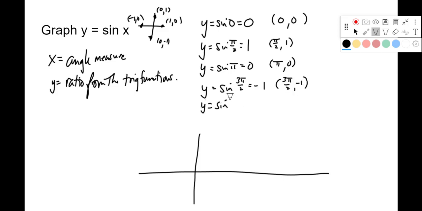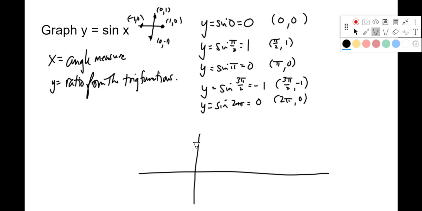And then if I did 2 pi, well, 2 pi takes me back here again. At the point 1, 0, the y-coordinate is 0. That's the point 2 pi, comma, 0. Okay, so these are my points, my xy coordinates, using the definition for the trig function y equals sine x. Okay, x is the angle that you're plugging in, and then the y value is the ratio, in this case, from the unit circle that we're using to get the sine of that angle. All right, in this case, it was the y coordinate.